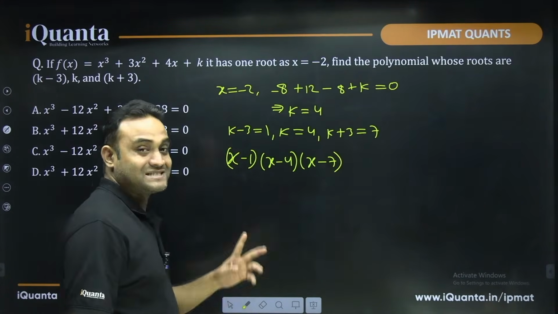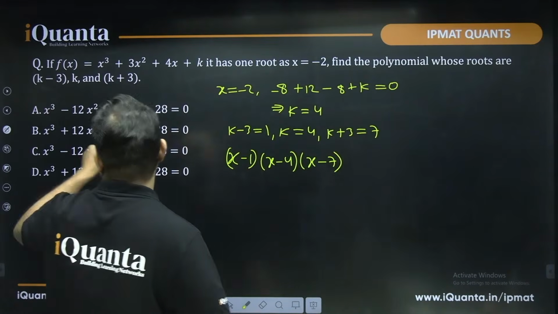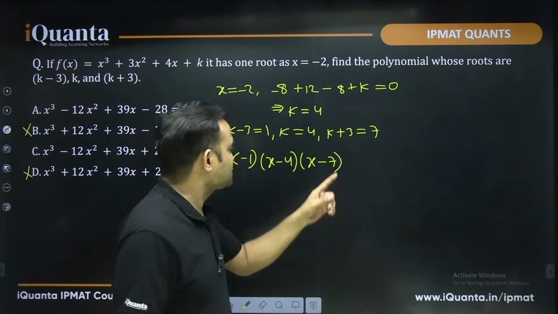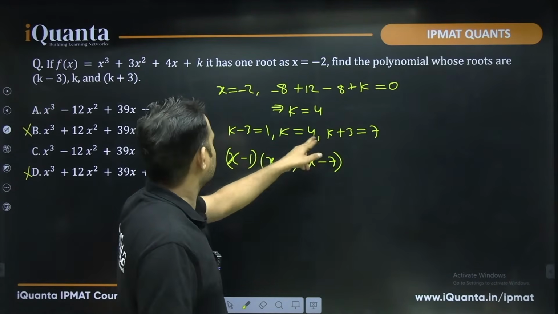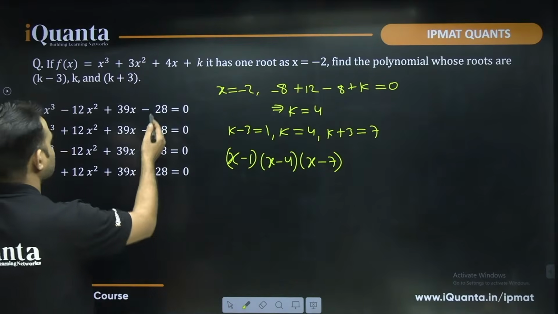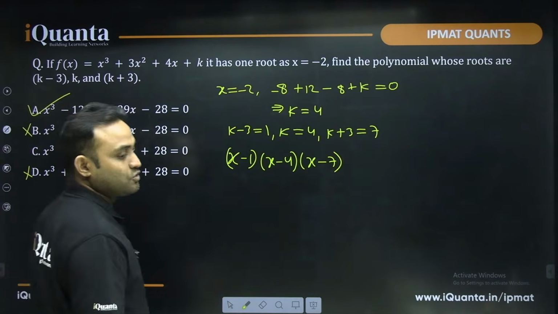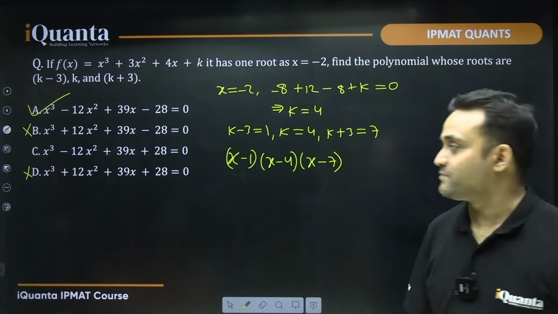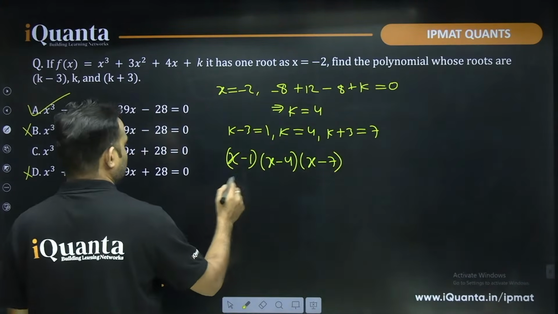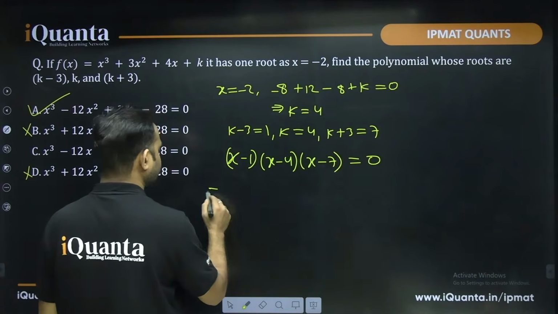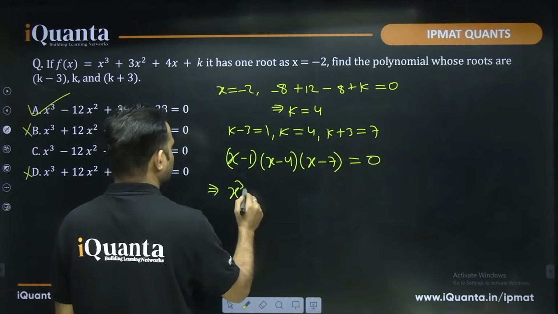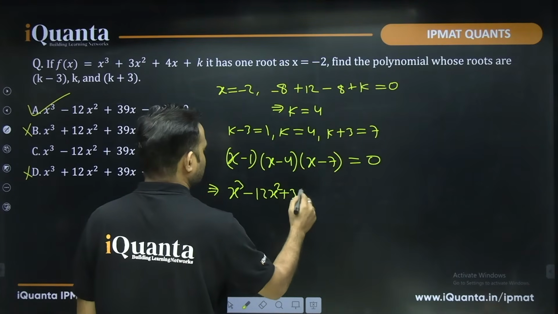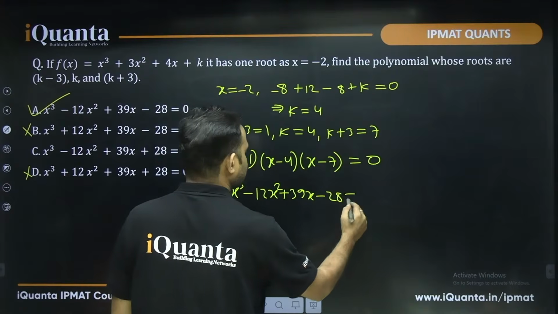So one thing, that sum of roots should be 12. So minus 12, you can discard these two. Product of the roots, 7 into 4, 28. So minus 28. So minus 28 is here, option A. We don't need to solve it. But if you solve it, you are going to get the same thing. This, if you solve, this should be equal to 0. Or it will be x cube minus 12x square plus 39x minus 28 is equal to 0.